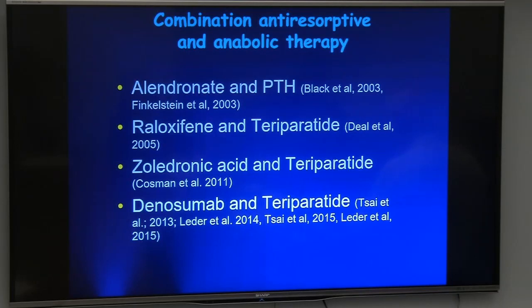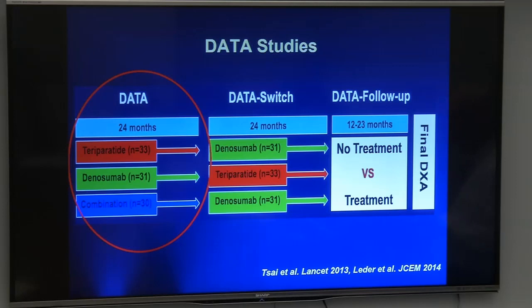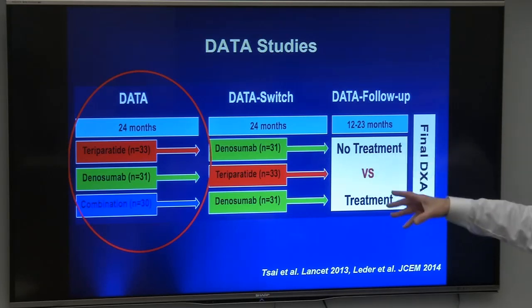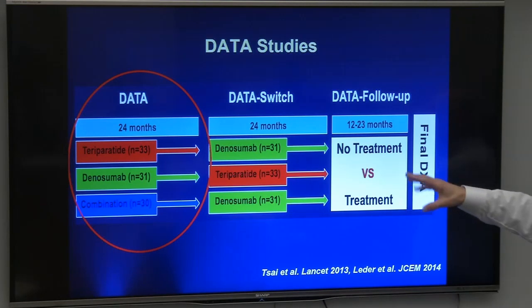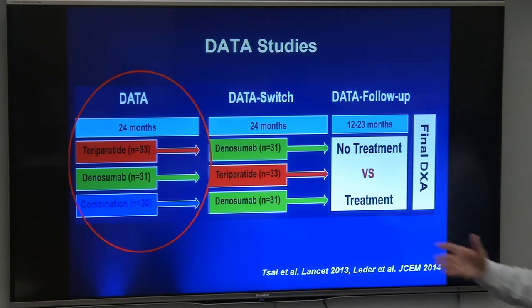But I'm going to limit myself today to just DMAB and Teriparatide. And this is work that has been spearheaded by Ben Leader at the Mass General. They published a number of papers. And you can see that the first set of this series of studies was a 2-year study called DATA, that's the name of the study, comparing Teriparatide alone, Denosumab alone, and combination. Okay? A small study, 30, 30, and 30.